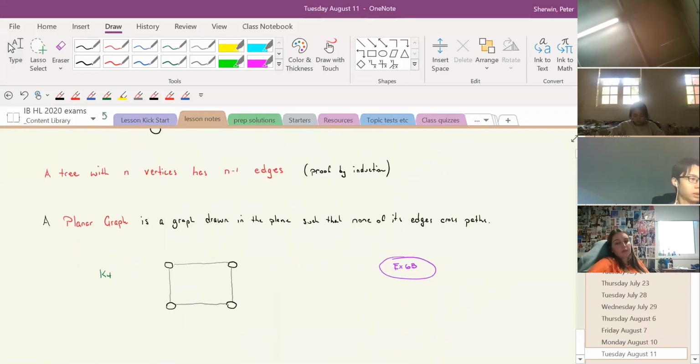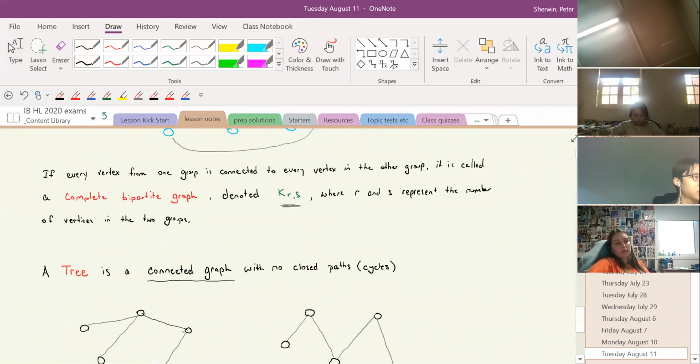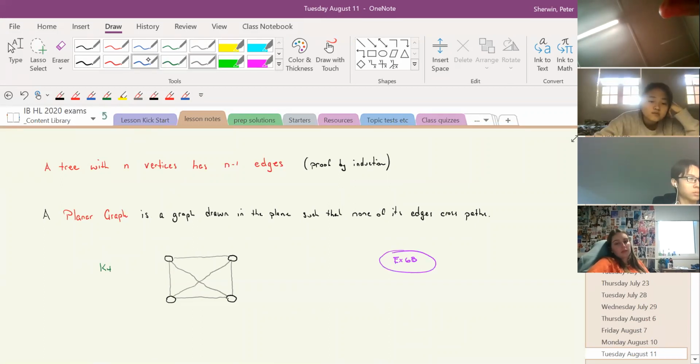And there's only one other graph to discuss, and that's a planar graph. And this comes back to why I didn't draw that diagonal up there before, because that would have made it non-planar. So it's a graph drawn in the plane such that none of its edges cross paths. So this is planar at the moment. This is still planar. If I want to join these two points here, this is not planar anymore. Right, so this is not planar.